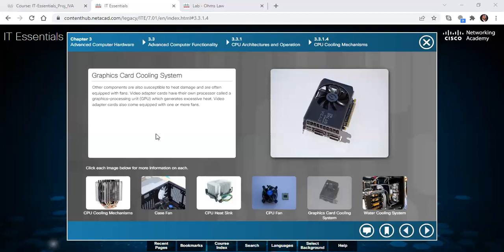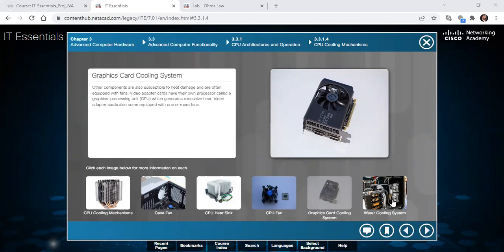All right, so other components are also susceptible to heat damage and are often equipped with fans. Video adapter cards have their own processors too, because they generate heat. They are called graphic processing units, which generate excessive heat as well. Video adapter cards also come equipped with one or more fans. So when you are buying a video adapter, it will always come with a fan.